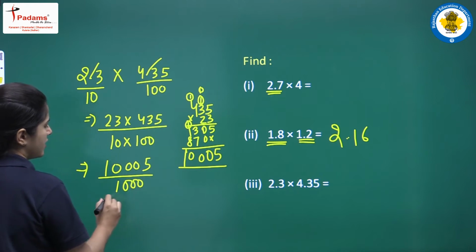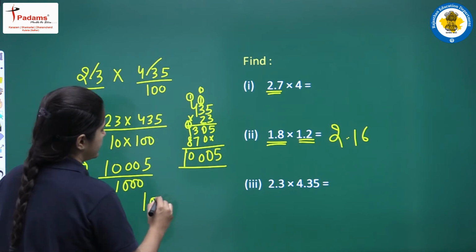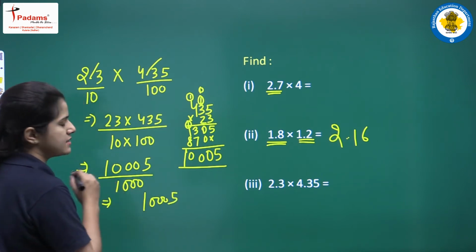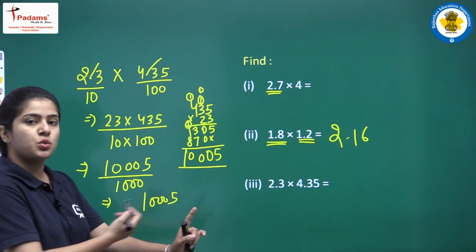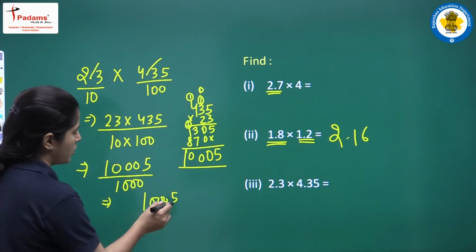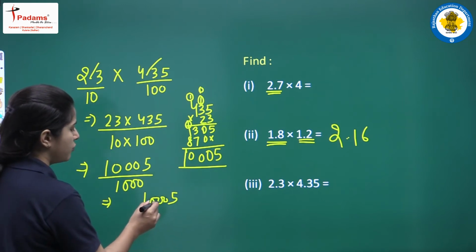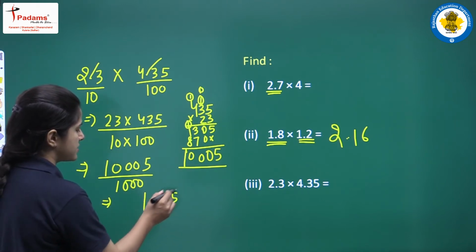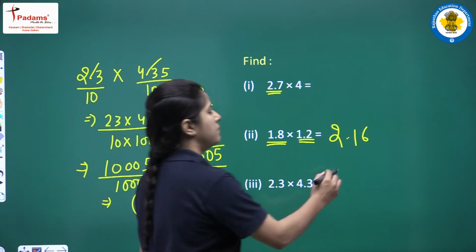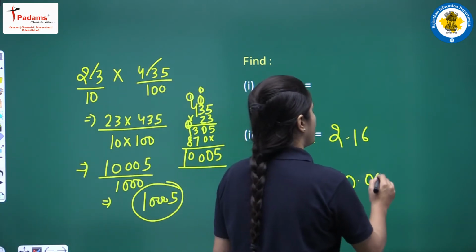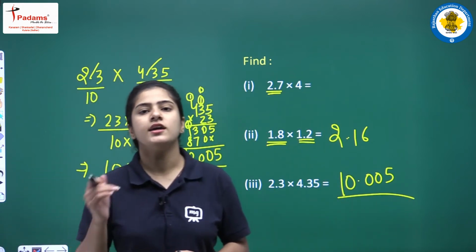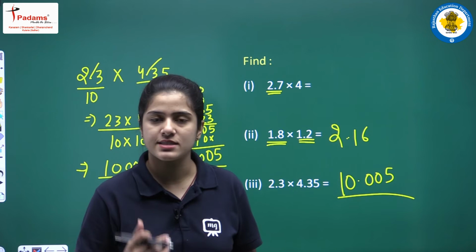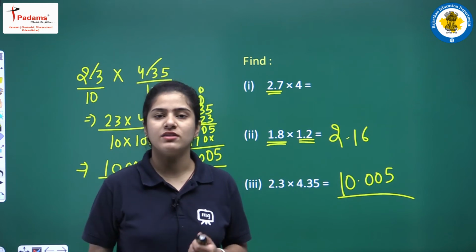Alright, students. Now, just write the numerator as it is. How many zeros are there? 3 zeros are there. So, from the right side towards the left, count the digits 1, 2 and 3, and before these 3 digits place a decimal. So, the answer is 10.005. Alright, students. So, this is your answer, and in this way you can easily multiply the decimal numbers. Okay. So, have a look at the concept.